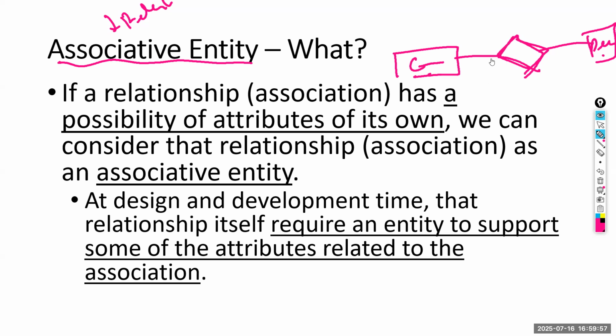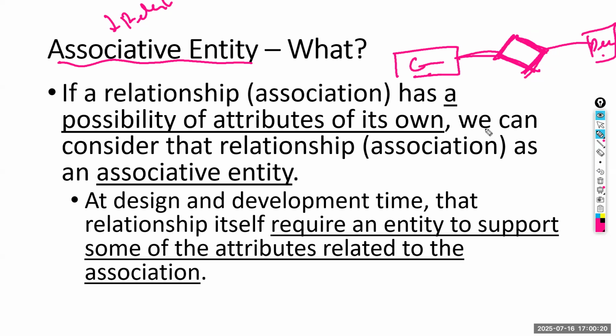In your A-level ICT, usually we just show it like this. But in some books, we show associative entities like this. You can see it is association or relationship, and at the same time, it is an entity. But in A-level ICT, I haven't seen that representation. Your examiner will just show it like this.